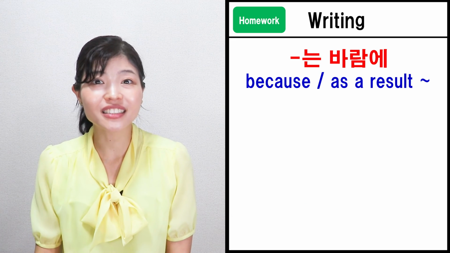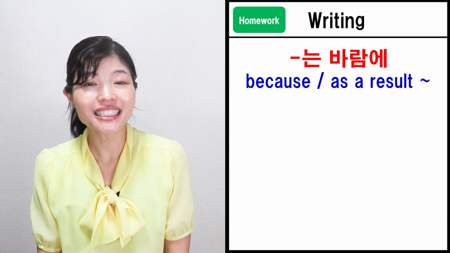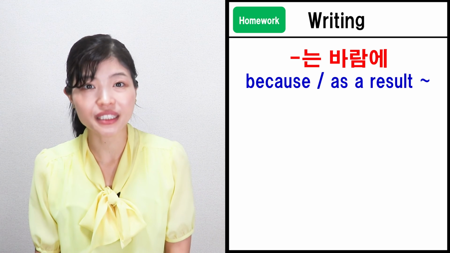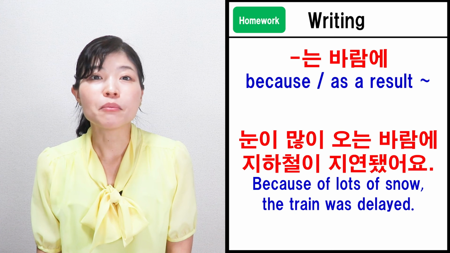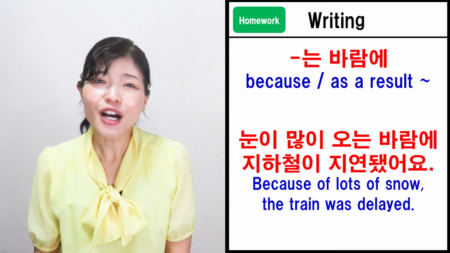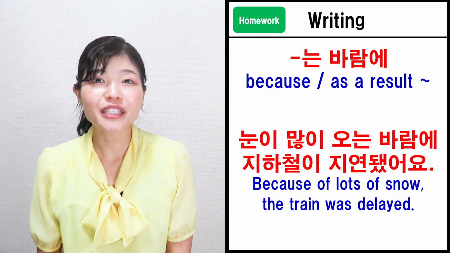For the third sentence, try to make a pessimistic sentence using 는 바람에, because, as a result. For example, 눈이 많이 오는 바람에 지하철이 지연됐어요. Because of lots of snow, the train was delayed. Please write them all in the comment section. I'm excited to see what thoughtful examples you all come up with.